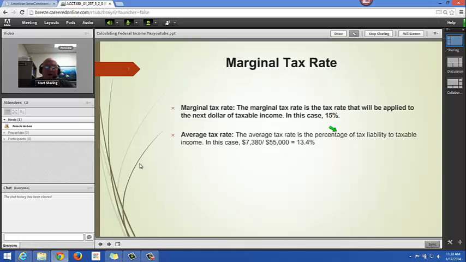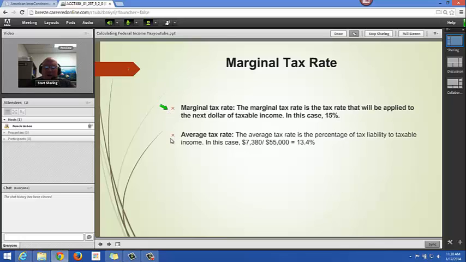And additionally, that's how you calculate the tax on $55,000. Let's talk about two other things. The marginal tax rate. The marginal tax rate is the rate that will be applied to the next dollar of taxable income. So in this case, what's the marginal tax rate? The next dollar of income is taxed at 15%. That's the marginal tax rate.